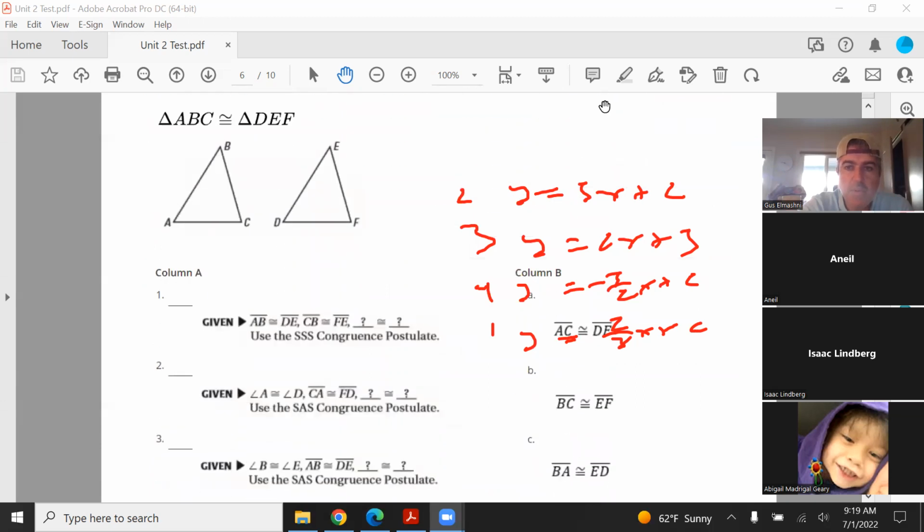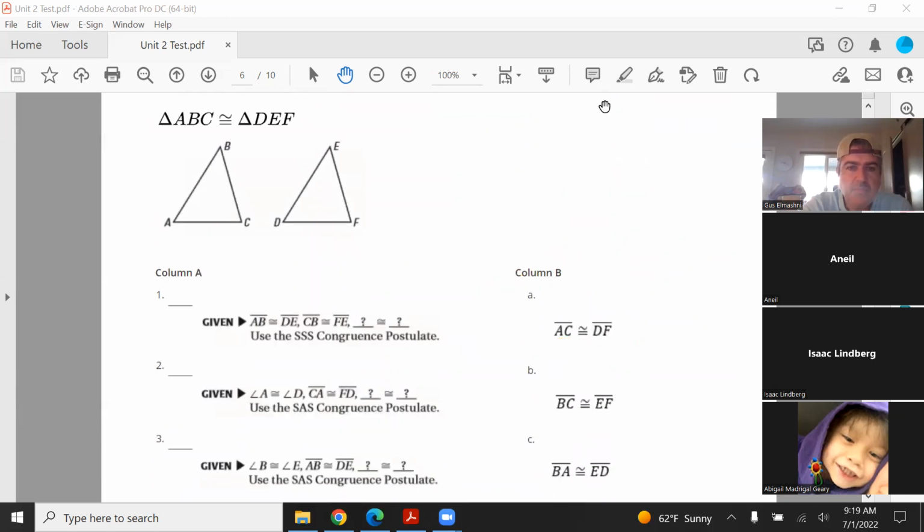And actually, this went pretty well for most of you guys. I was actually very pleased with how this went. AB, DE, the same. CB, FE, the same. And if you want SSS, you need another pair of sides. So it's pretty clear it's going to be AC and DF. Or choice A. So AC, DF.